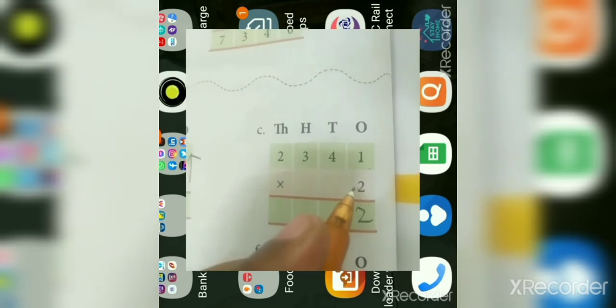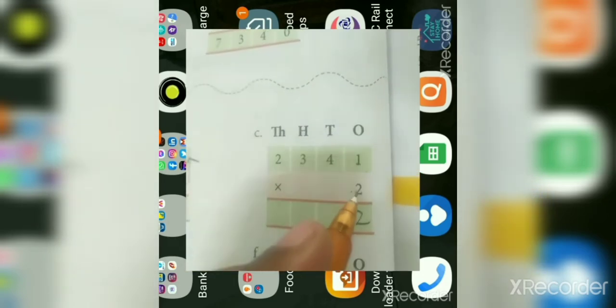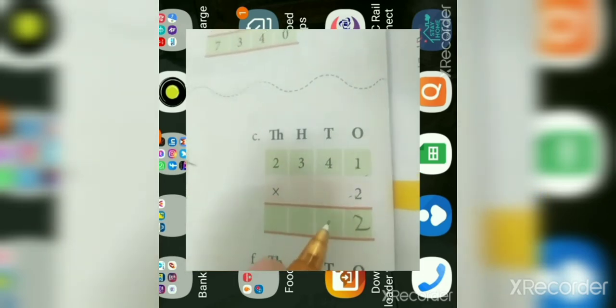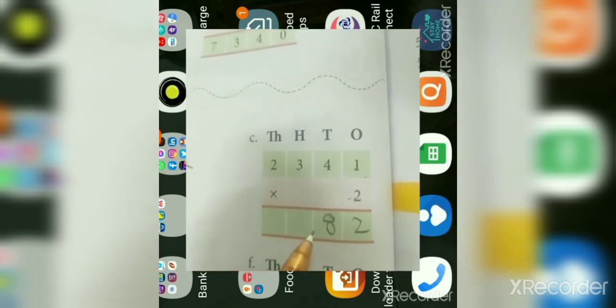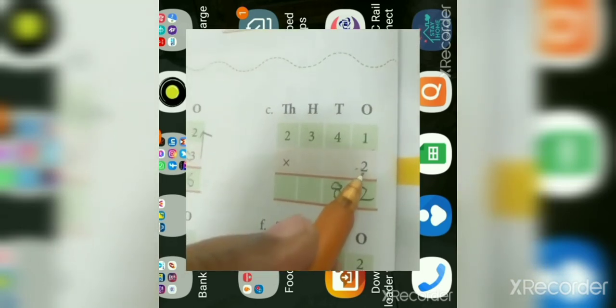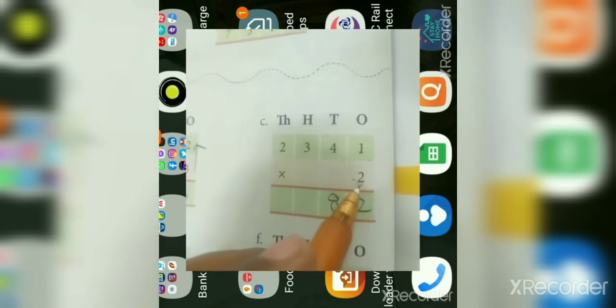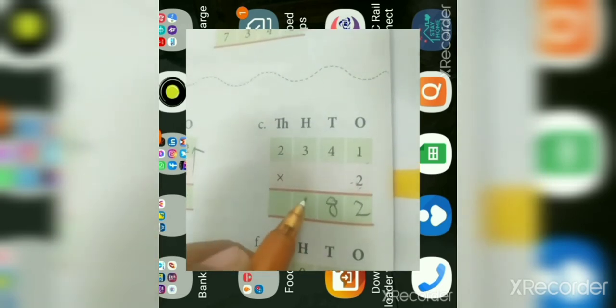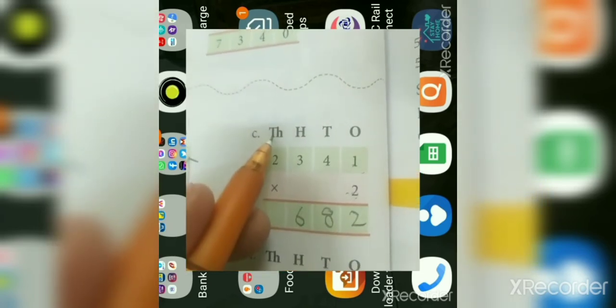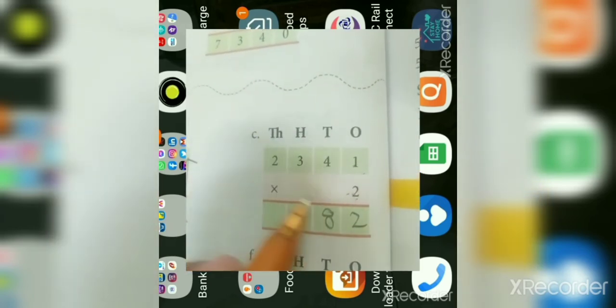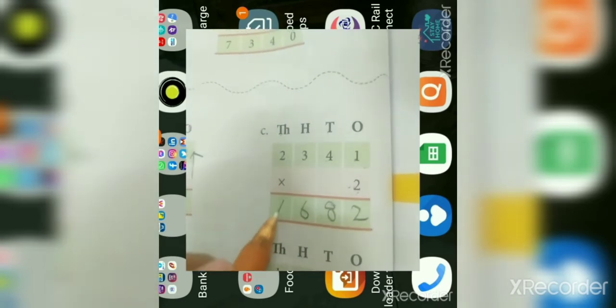Next, in the tens place. What is there? 4 is there. So 2 4s are 8. We will write the answer in the tens place. Then in the hundreds place, what is there? 3. So 2 3s are 6. Now we will go to the thousands place. In the thousands place, 2 is there. So 2 2s are 4.